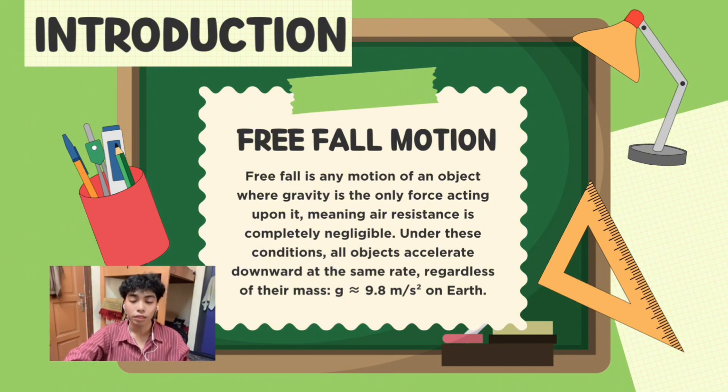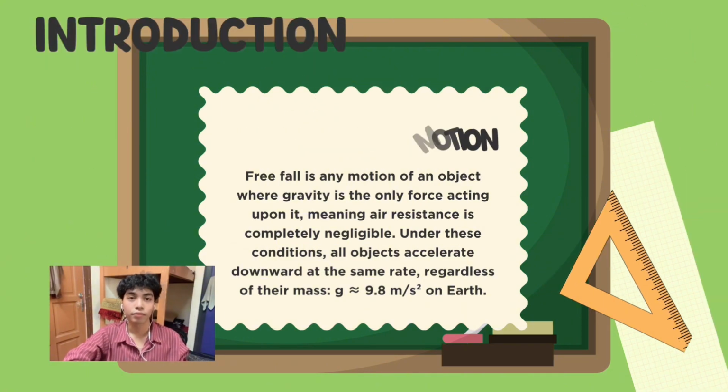During free fall, every object accelerates downward at the same rate, which is approximately 9.8 meters per second squared on Earth. This means that regardless of the object's mass, gravity causes it to speed up as it falls. In this presentation, we will investigate how a pencil behaves when it is dropped from a certain height.